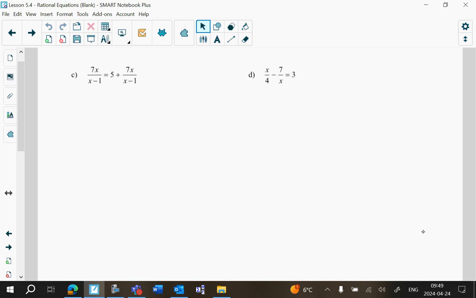There may be times, there will be times, when you clear out the fractions and there will be a quadratic equation left. And you guys should know how to solve quadratic equations, usually by factoring, sometimes by plus minus square root, but usually by factoring. So let's have a look at D.